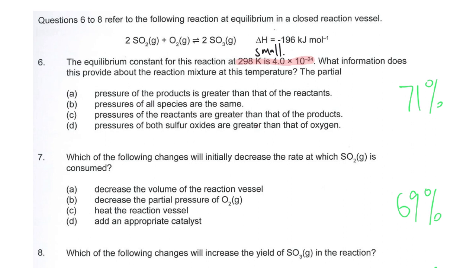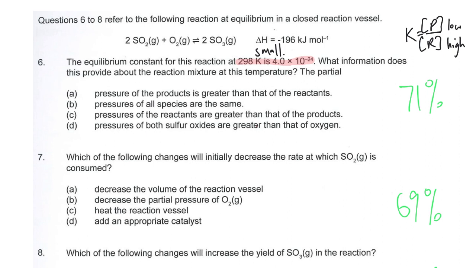Well, we should remember that the equilibrium constant is a ratio of products over reactants, or the concentration of products over the concentration of reactants. So a very small number means that there is a low amount of products and a high amount of reactants. Okay, so because there's a low amount of products and a high amount of reactants, let's have a look at what the options are. The pressure of the products is greater than the pressure of the reactants.